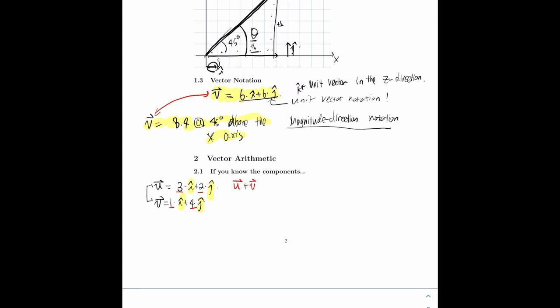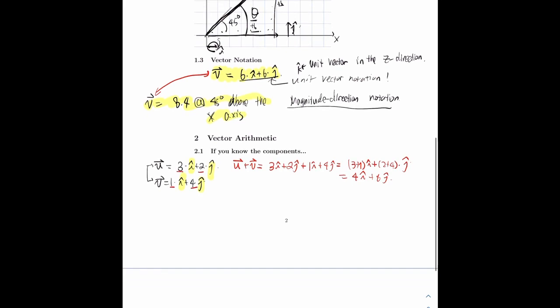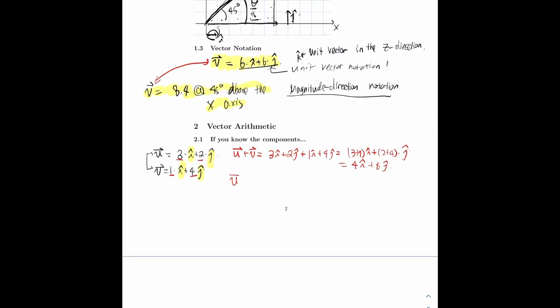So when we do u plus v, this is 3 times i hat plus 2 times j hat plus 1 times i hat plus 4 times j hat, which combines into 3 plus 1 times i hat plus 2 plus 4 times j hat, which becomes 4 i hat plus 6 j hat. Okay? And we can do the same thing with subtraction. It is 3 i hat plus 2 j hat minus 1 i hat minus 4 j hat. 3 minus 1 i hat, 2 minus 4 j hat, which is 2 i hat minus 2 j hat.